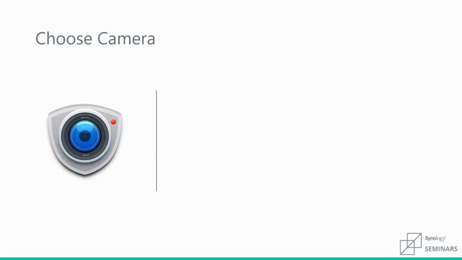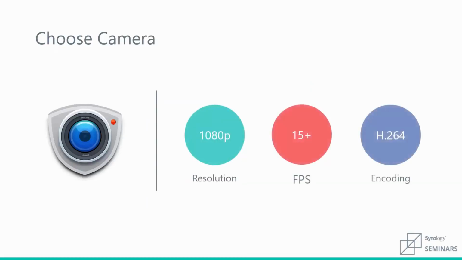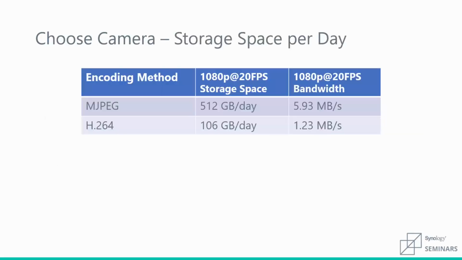When you're choosing a camera, we recommend shooting for a resolution of at least 1080p for a clear HD picture. We also recommend using a minimum of 15 FPS, or frames per second, so that you see smooth motion in the footage that you capture. Be sure to pick a camera that supports the H.264 encoding method in order to save space on your hard drives. Here's why it's so important to use the H.264 encoding method. When using H.264 instead of MJPEG, you'll use almost 5 times less space and 5 times less bandwidth.